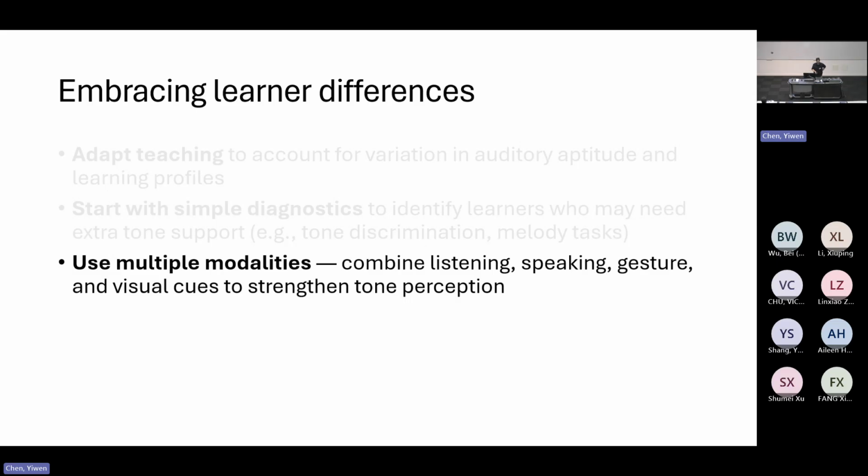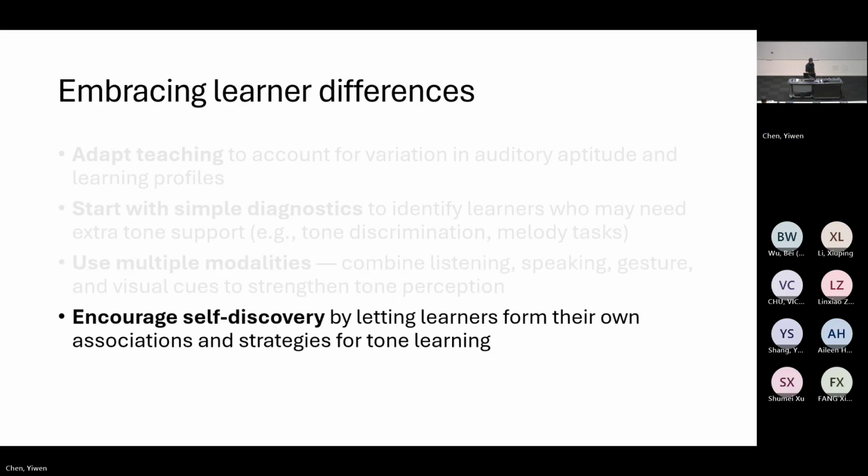Also, there's often variation in how we like to learn. Some people like a more visual approach, some are more auditory, some more tactile. So can you, for example, use multiple modalities? For example, one of your learners might not be very good at hearing the tone difference, but they might be very receptive to visual cues. The visual cues might be very powerful in helping with this, or gestures, or other modalities.